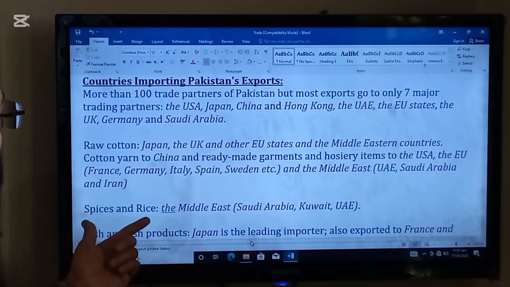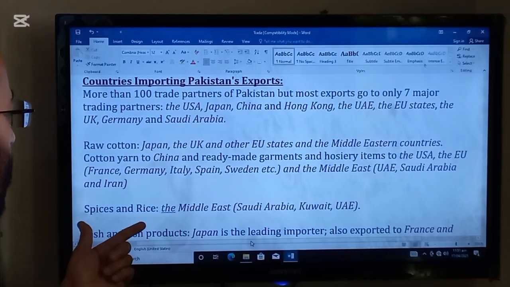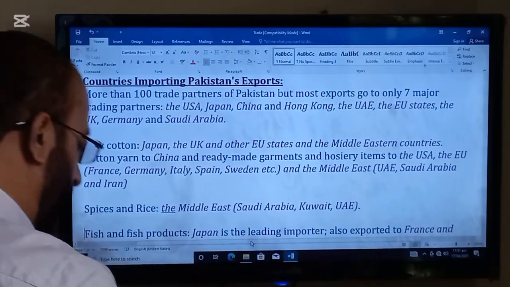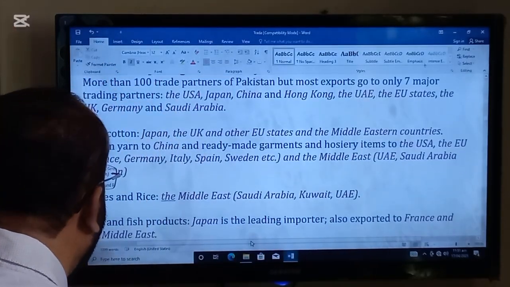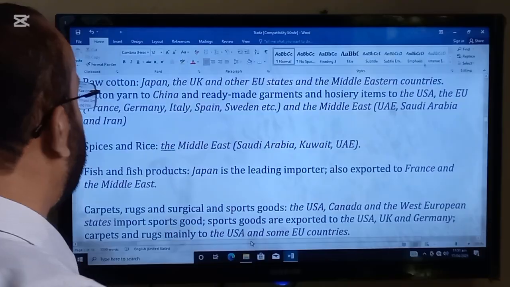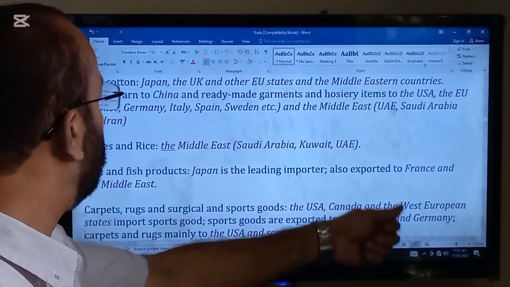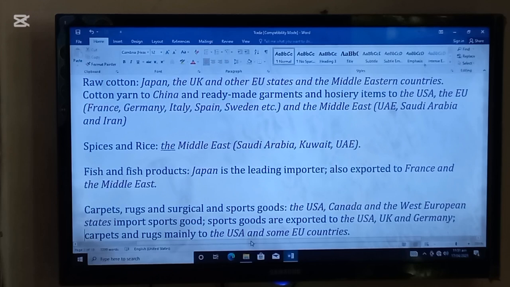The next category is spices and rice. We are exporting spices and rice to Middle Eastern countries, that is Saudi Arabia, Kuwait, and UAE. Fish and fish products are exported to Japan, which is the leading importer, and also to France and the Middle East.